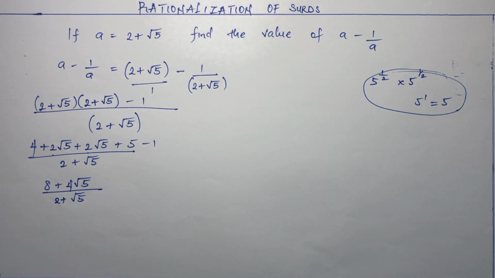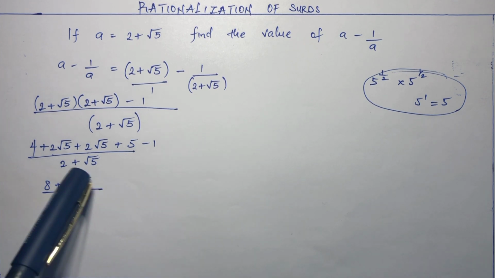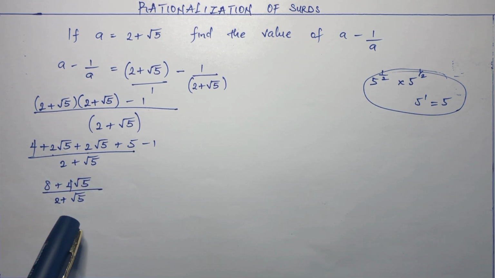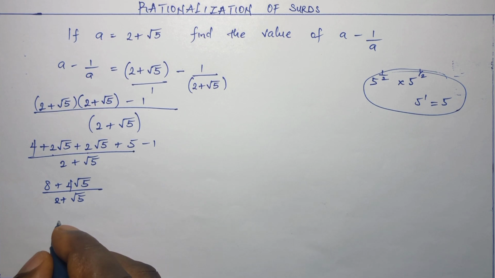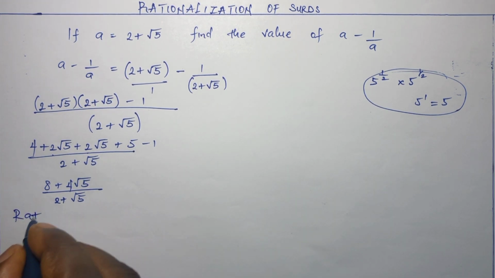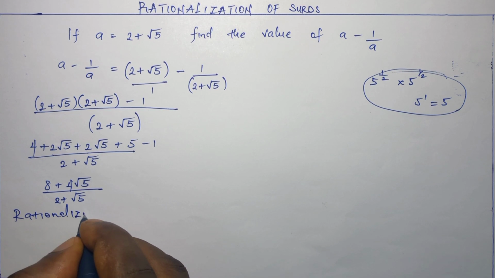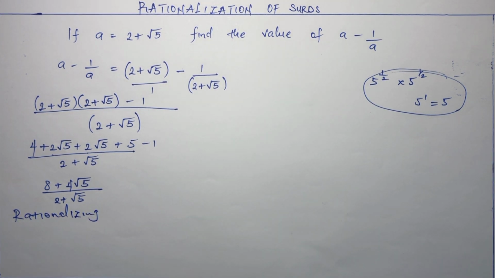So this is where rationalization comes into play, because we still have a surdic expression in the denominator. We can't just leave this expression like this. So we need to rationalize this in order to get a simpler solution to this problem. When rationalizing, we are going to multiply by the inverse of the denominator. We have positive root 5, but we're going to multiply by the inverse of this expression.